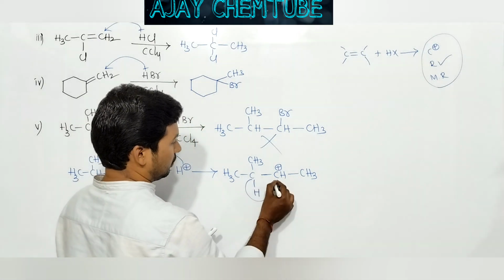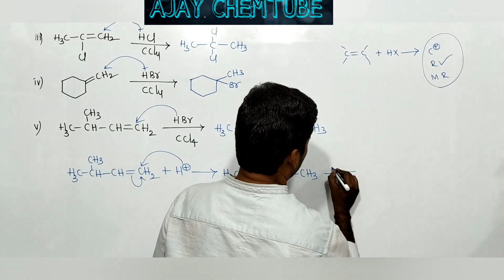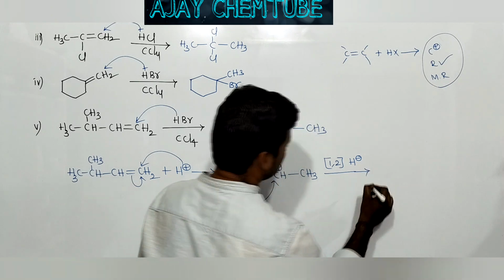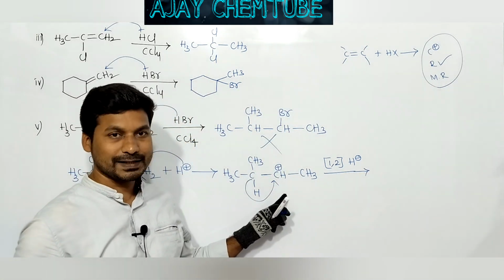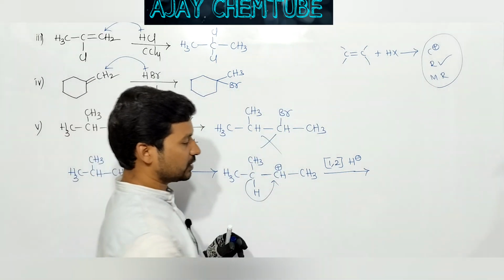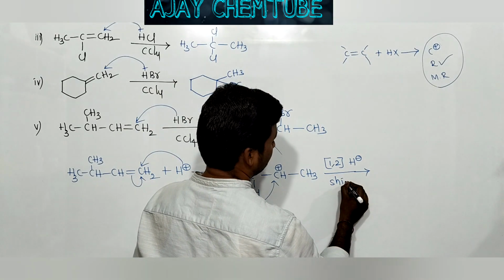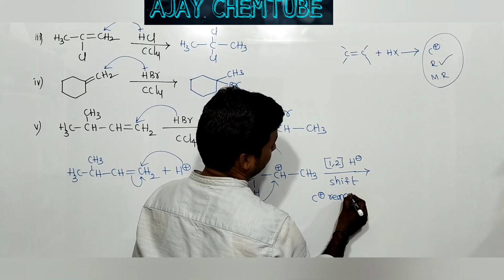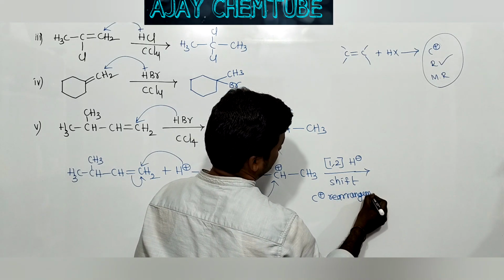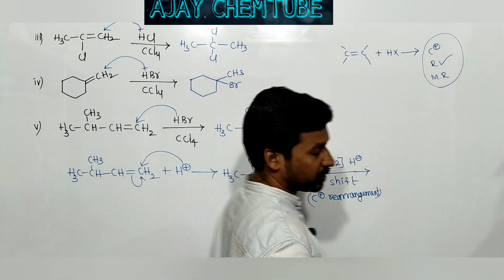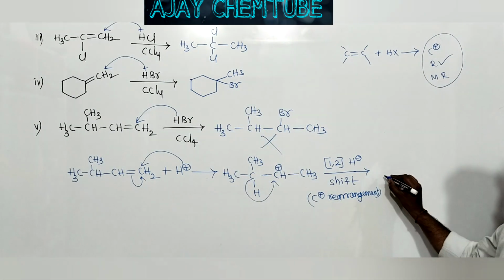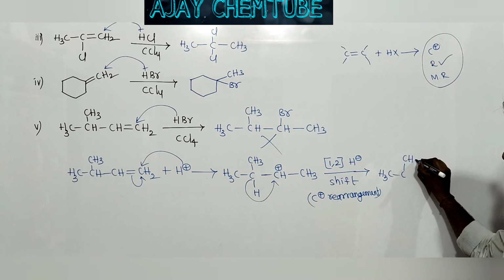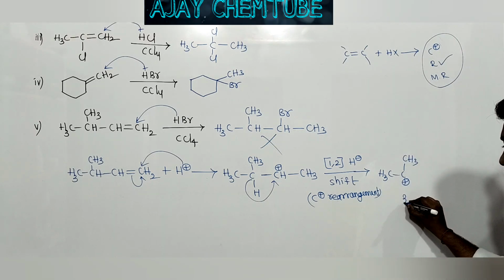Here this hydrogen transfer takes place. A 1,2 hydrogen shift, H minus shift. It is not tautomerism. In tautomerism, it is H plus. This is an H minus shift. Rearrangement, what we call carbocation rearrangement, takes place. Then what will be the intermediate? A tertiary carbocation is the intermediate here.